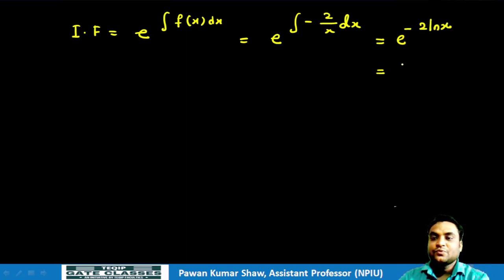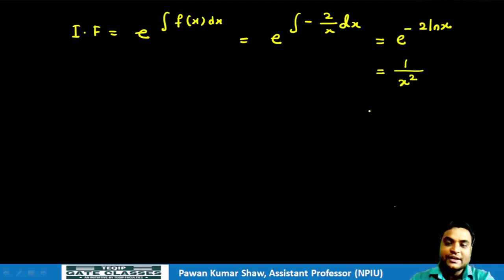So now what we can write? It's x to the power of minus 2, and e to the power of log of x to the power of minus 2. So we can write it's 1 by x square after simplification. So what integrating factor did we get? The integrating factor we got is 1 by x square.